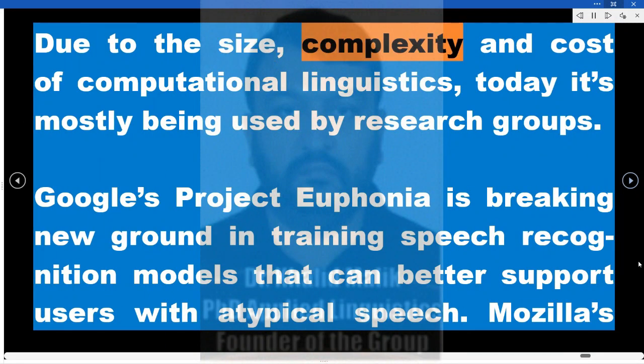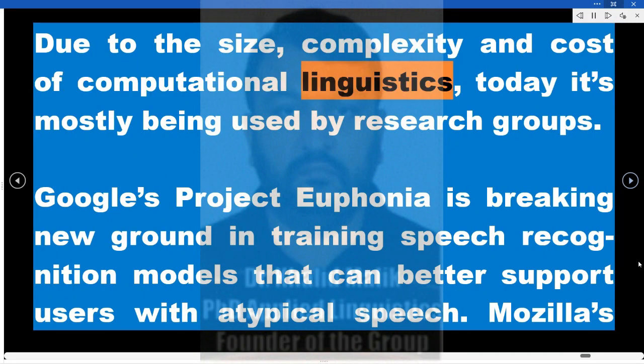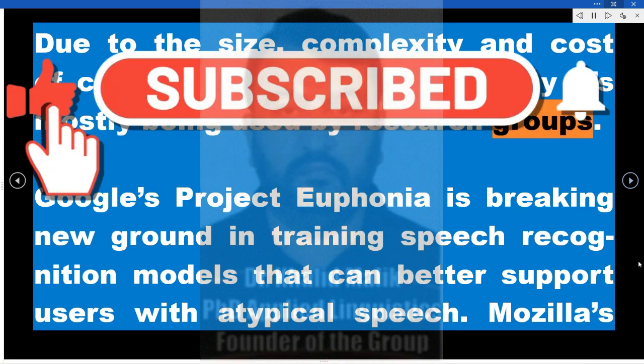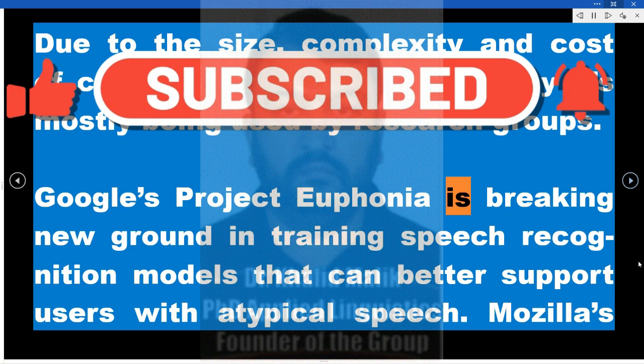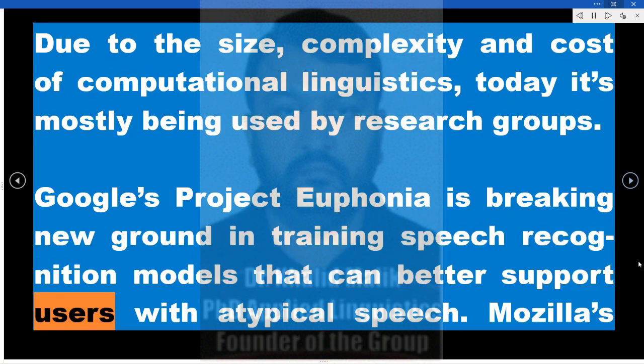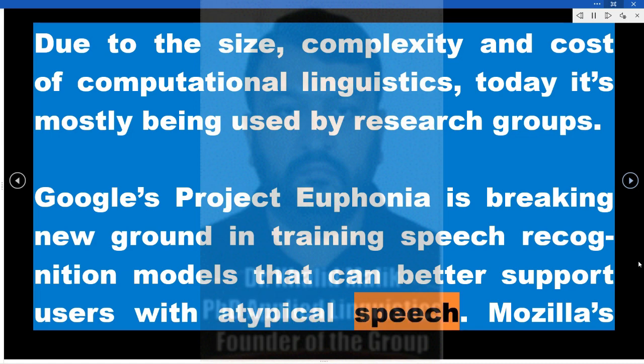How is it being used? Due to the size, complexity, and cost of computational linguistics, today it's mostly being used by research groups. Google's Project Euphonia is breaking new ground in training speech recognition models that can better support users with atypical speech.